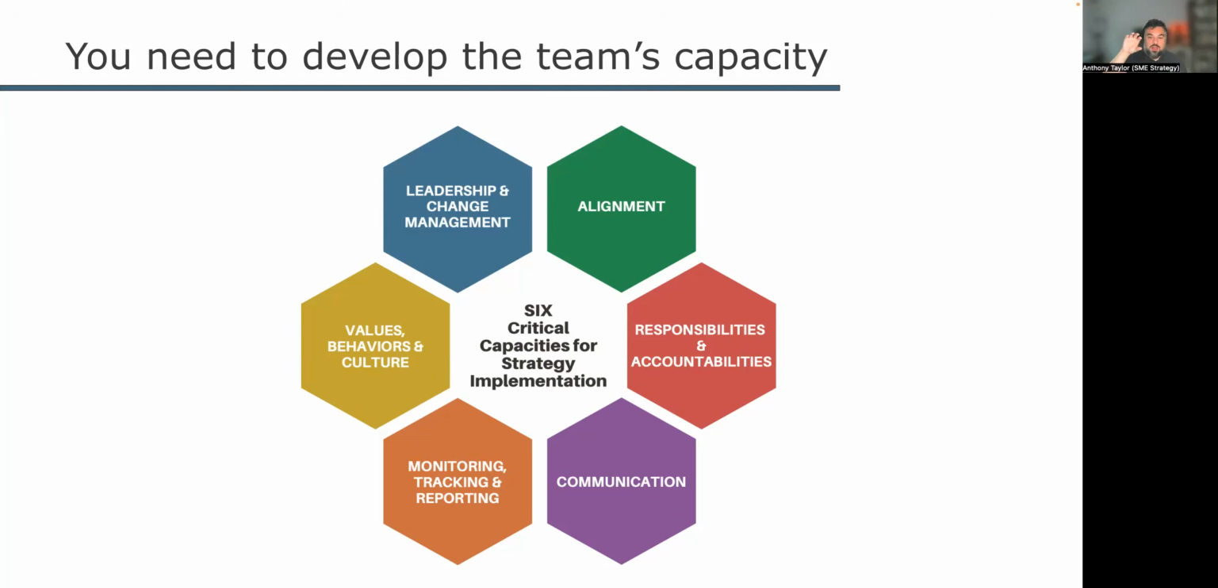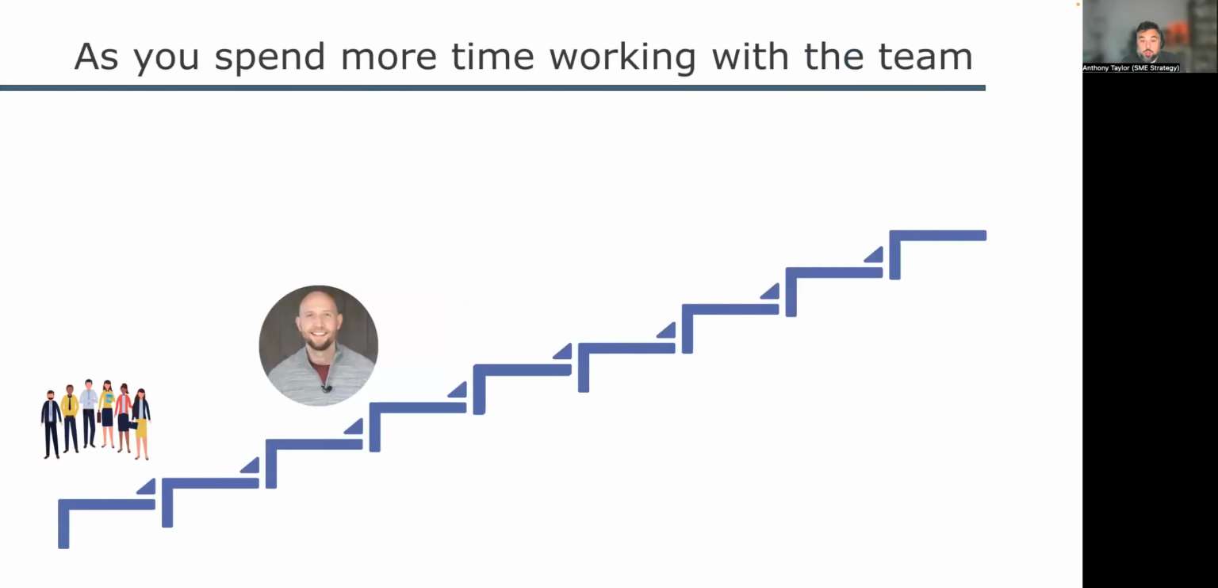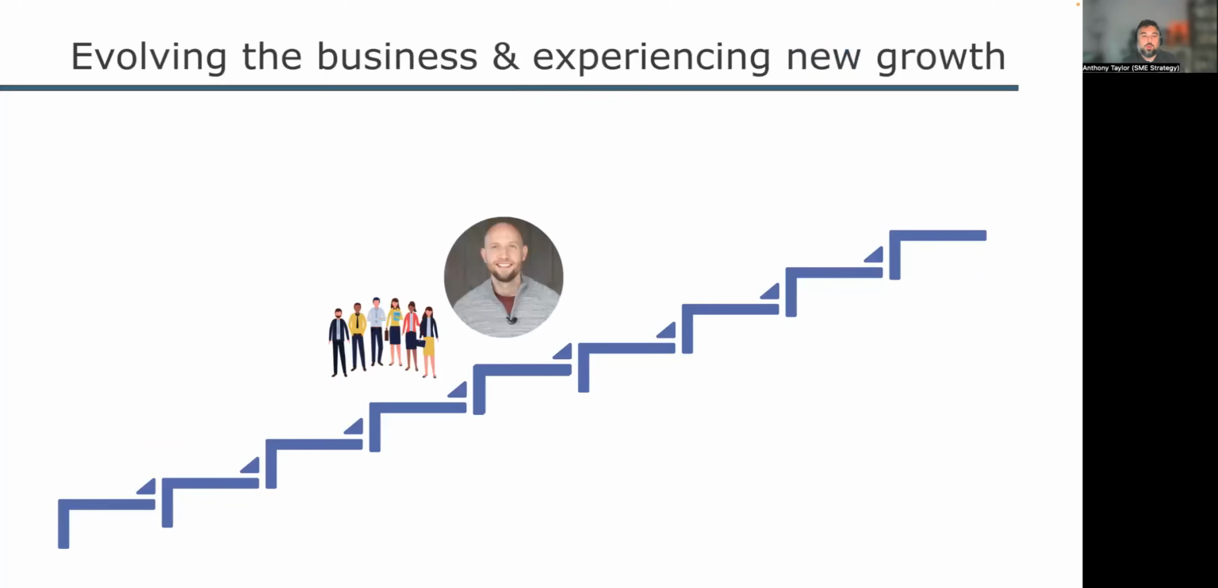So we focus on alignment, responsibilities and accountabilities, communication, monitoring, tracking, and reporting, values, behavior, and culture, and leadership and change management. And we continue that cycle ongoing. Happy to talk more about that, but that's for a different webinar. If you work on these things and get them to where you want to go, you will be more successful. So the goal of the implementation piece is, once you have the plan, you have to keep bringing your team along to be able to move forward, grow together, and help evolve the organization.